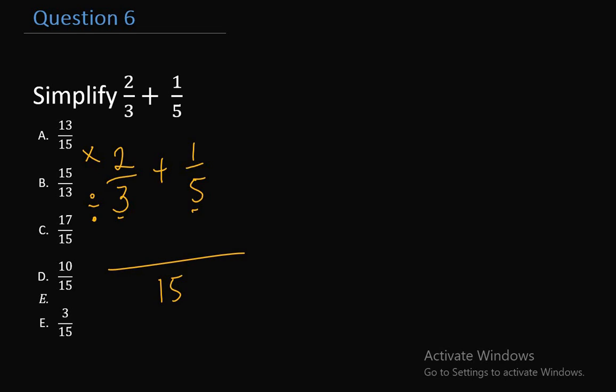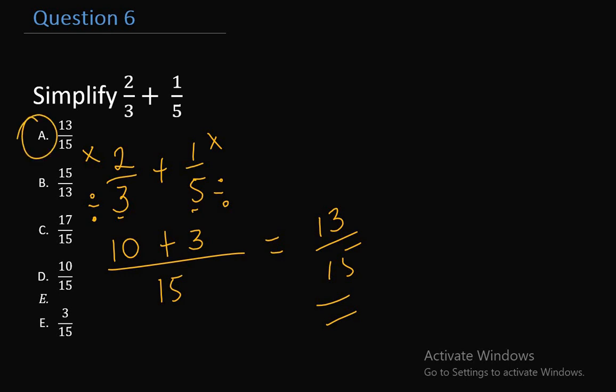So 15 divided by 3 is 5. 5 times 2 is 10. Plus, you go to the second fraction, you divide and multiply. 15 divided by 5 is 3. 3 times 1 is 3. So this will give me 13 over 15. And the right answer will be A.